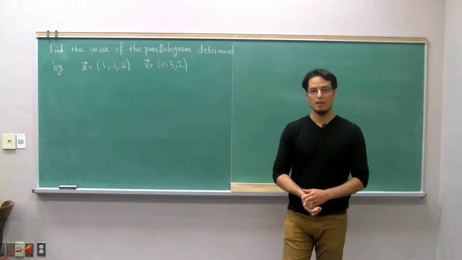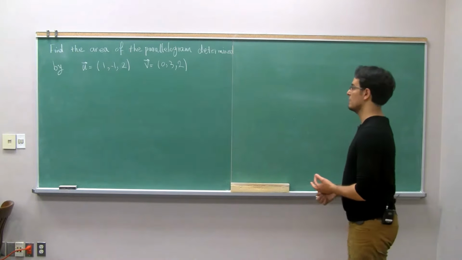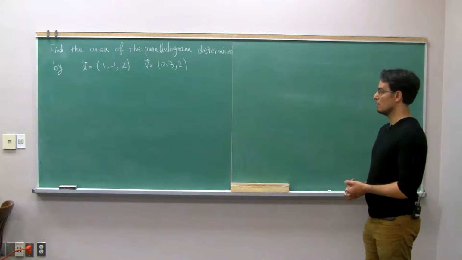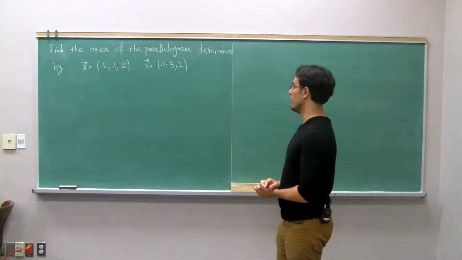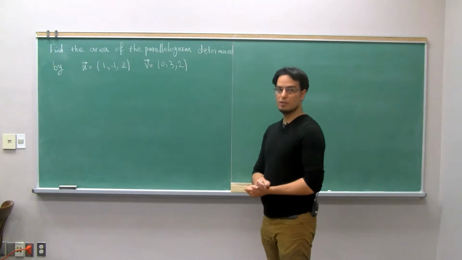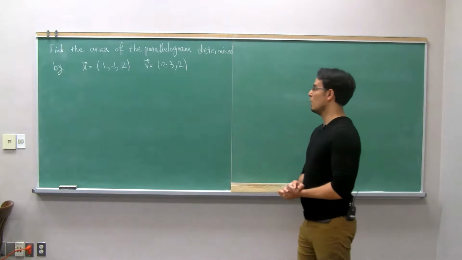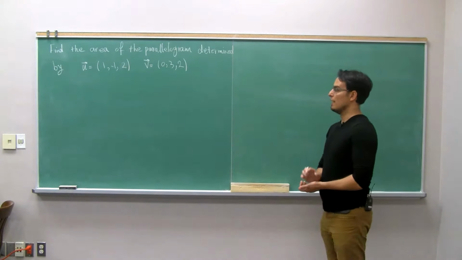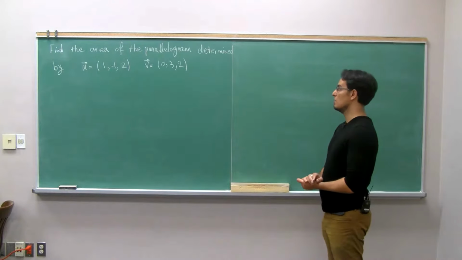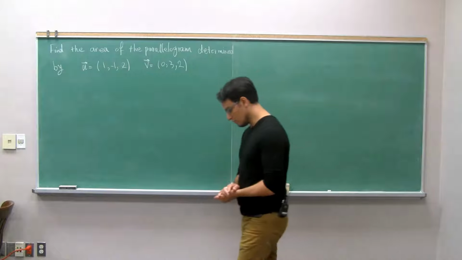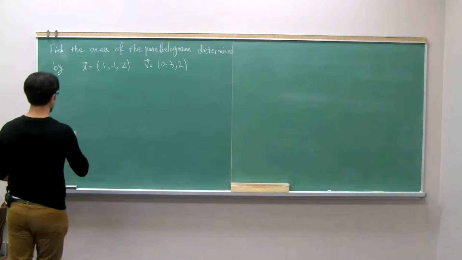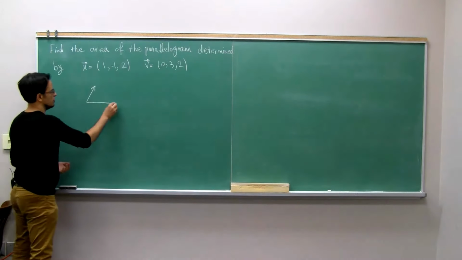Hello everyone. In this video I'm going to do an example. Find the area of the parallelogram determined by these two vectors: u = (1, -1, 2) and the vector v, which is (0, 3, 2). So to solve questions like this, first let's see. I have two vectors u and v.